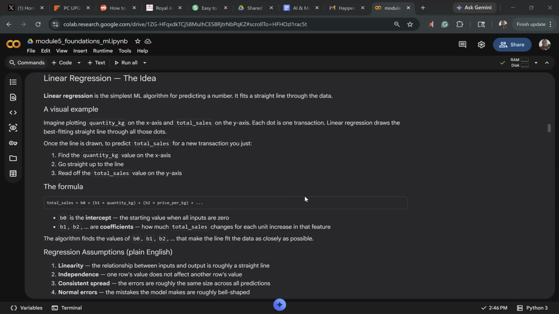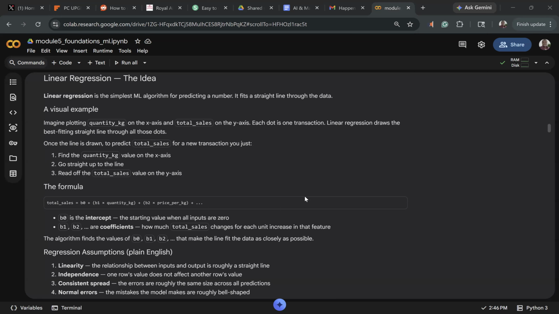So let's go over a visual example. But before then, let's explain. Imagine plotting quantity on the x-axis and total sales on the y-axis.